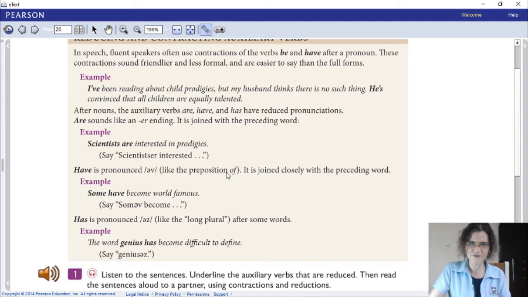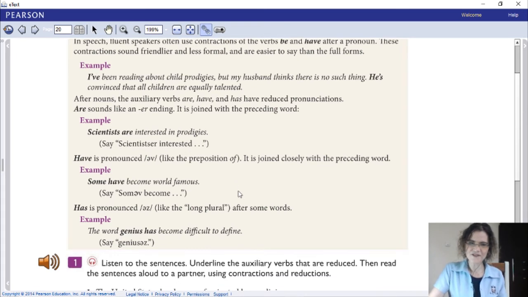After nouns, auxiliary verbs are, have, and has have reduced pronunciations. Are sounds like an er ending. It is joined with the preceding word. For example, scientists are interested in prodigies, often they will pronounce it as scientists'er interested. So it's like attached to it, glued to it in a way. Have is pronounced like the preposition of. It is joined closely with the preceding word. For example, some have become world famous. Some have become. Some of.